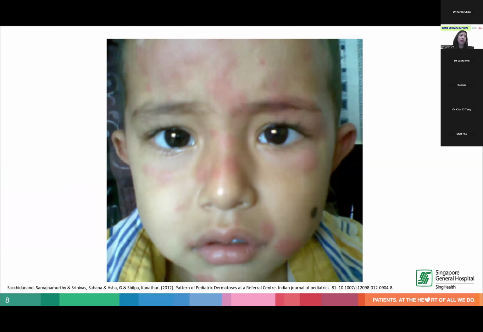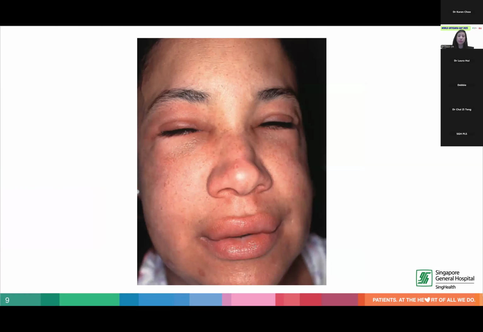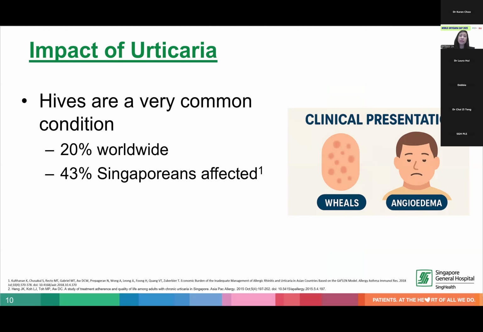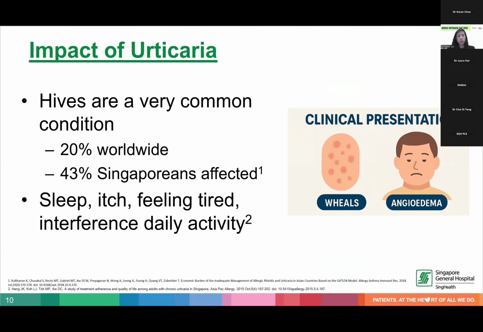Hives, as mentioned earlier, can affect all parts of the body, including the face, and other areas such as the ears, the neck, trunk, and limbs. Sometimes it can involve deeper tissues around the eyes or the lips, and it can cause swelling. And this condition is called angioedema. So the impact of urticaria is actually tremendous, and hives are a very common condition. 1 in 5 patients worldwide report having urticaria at one point in their life. And actually, there was a study done in Singapore, and it reports that up to 43% of Singaporeans are affected by this condition. And the top burdens reported by Singaporeans were itch, sleep, feeling very tired, and interference with their daily activity.